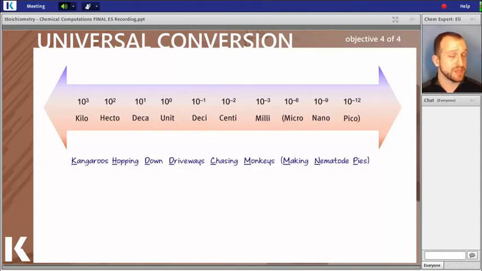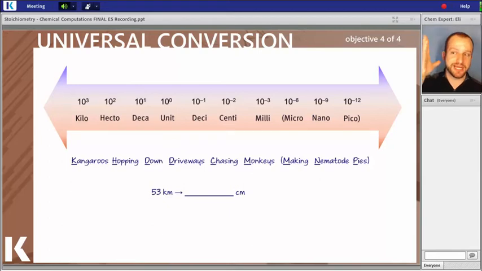I don't know if a nematode pie is delicious or not. Maybe you want that to be a Nutella pie. That's actually how I changed this mnemonic for myself. Nutella pie, delicious. However, let's take a look at some sample conversions, something that we might want to do playing with this huge list of powers of 10. Take this one, 53 kilometers, and we want to convert it into some amount of centimeters.